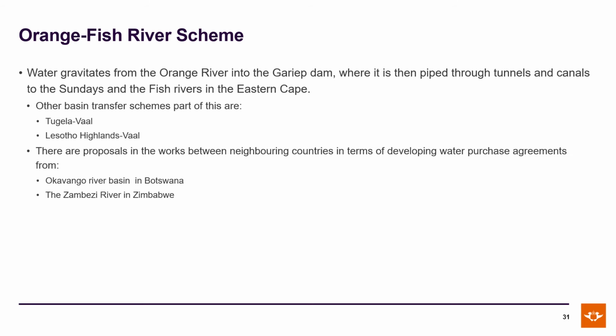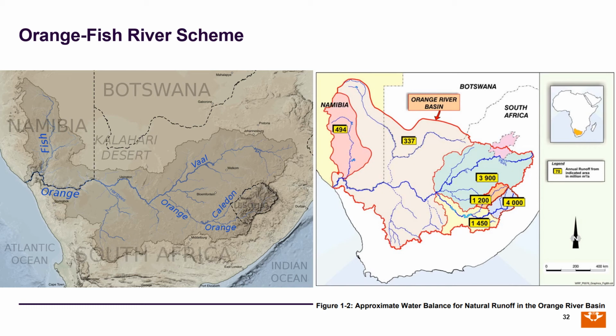Other basin transfer schemes that are part of this are the Tugela Vaal, the Lesotho Highlands Vaal project. There are proposals in the works between other neighbouring countries in terms of developing water purchase agreements in order to continue our future development. And these might exist between Botswana for the Okavango River Basin, as well as with Zimbabwe in terms of the Zambezi River.